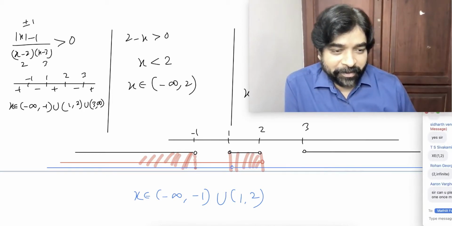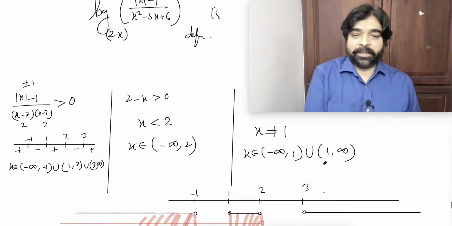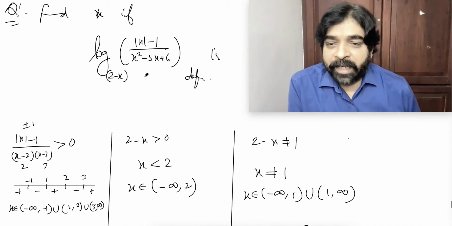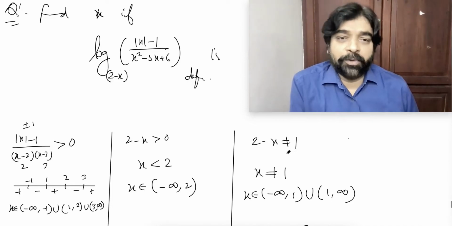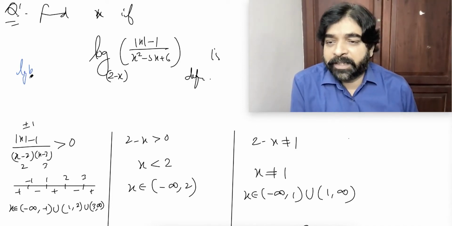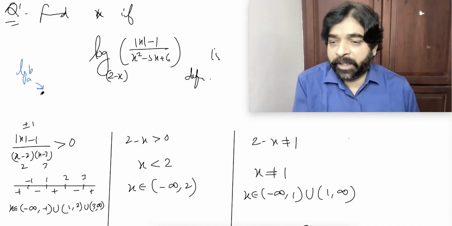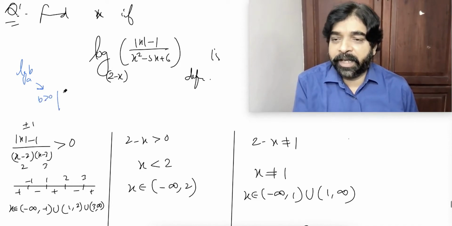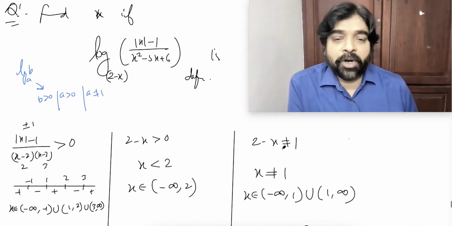Okay, somebody is asking to repeat 2 minus x not equal to 1. See, some people have a little bit of doubt. This is the power. This should be greater than 0. This condition I kept. This should be greater than 0. This condition I kept. This should not be equal to 1. Because I told you, whenever log b base a, you will make 3 conditions. What are the 3 conditions? B greater than 0, first condition. A greater than 0, second condition. A not equal to 1, third condition. So here 2 minus x not equal to 1.